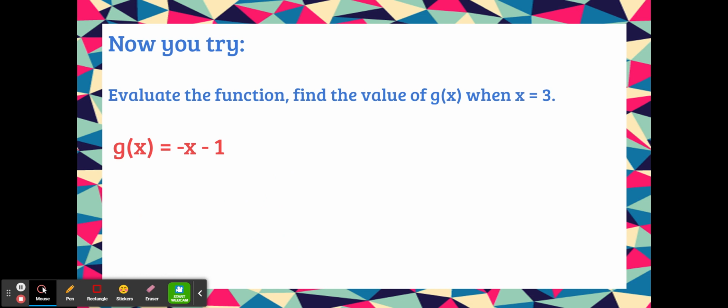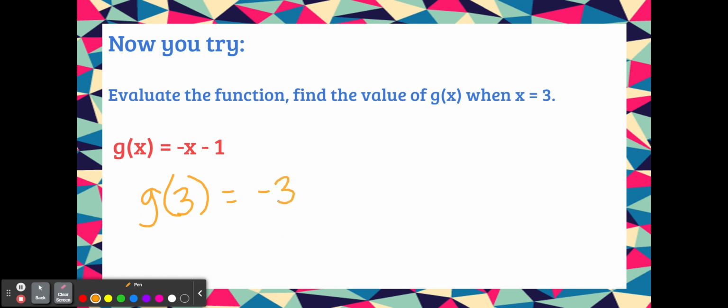Okay, let's try another one. All right, so let's try again. Our function g has an input of 3. We will do negative, input our value of x, minus 1. So when we have a function of g with an x value of 3, or an input of 3, we will get an output of negative 4.